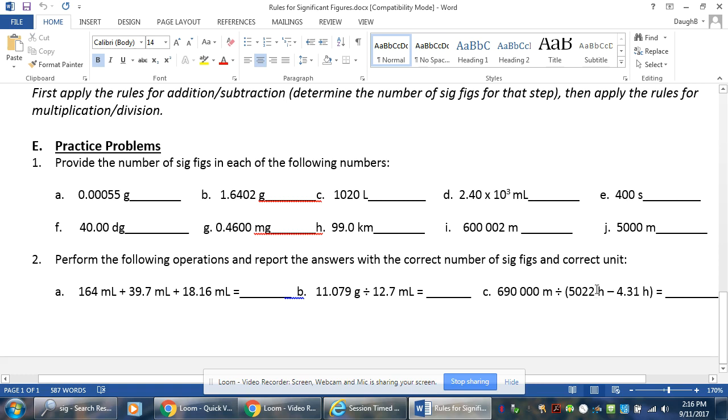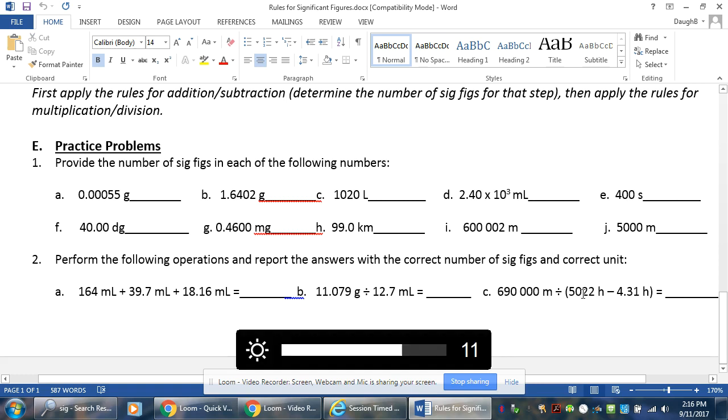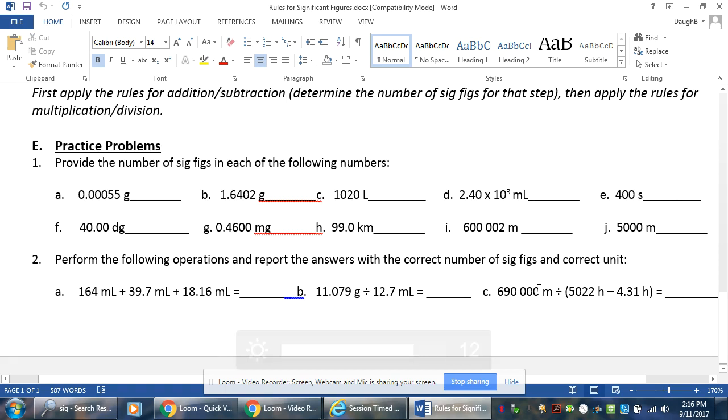So here, 5,018 has 4 significant figures. It's just like this number. The 0 is sandwiched. So that's 4 sig figs. This one only has 2 because these are clear to the right, but before an understood decimal. So your answer, whatever you get once you divide this out, can only have 2 sig figs.